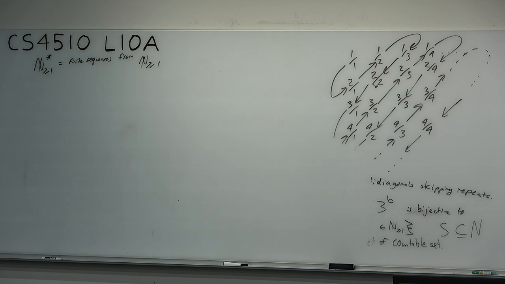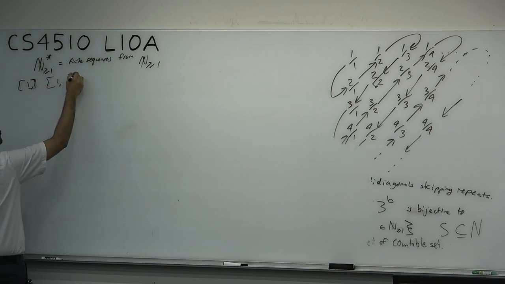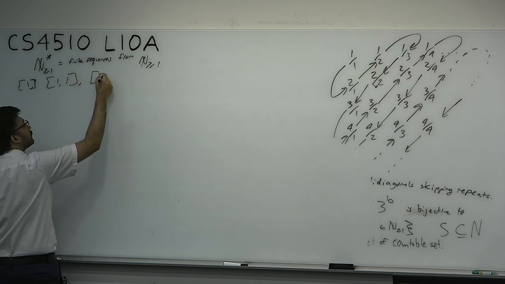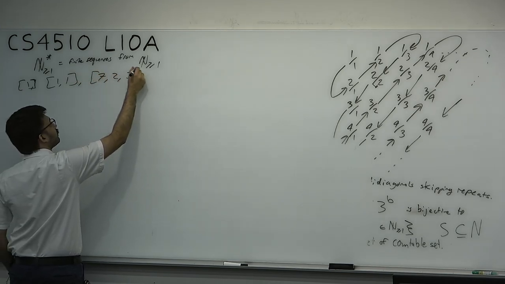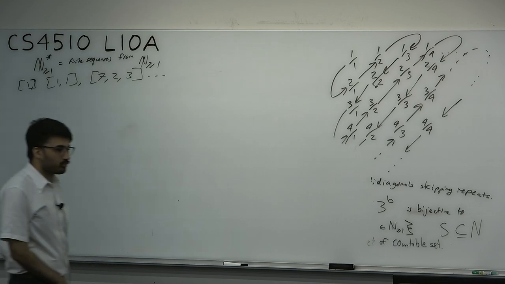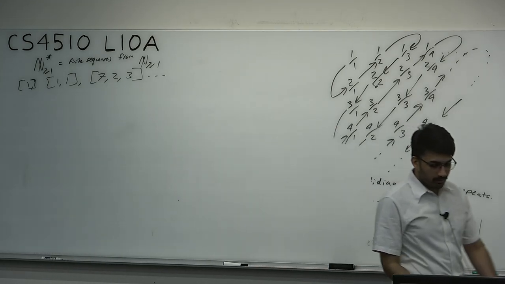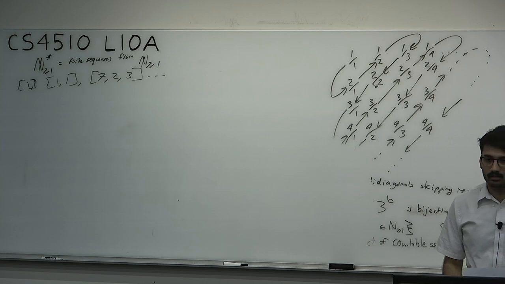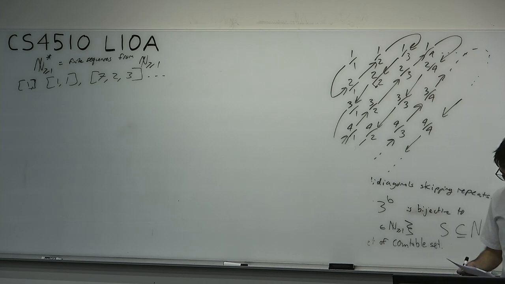So this contains elements like 1, or 1, 1, or 7, 2, 3, and so on, right? So those are some examples of elements in there. And I claim that this set is countable. Why is this? There are three proofs we can do, but I've seen maybe 10, actually, on homework and such. So I'm going to give you three different proofs.